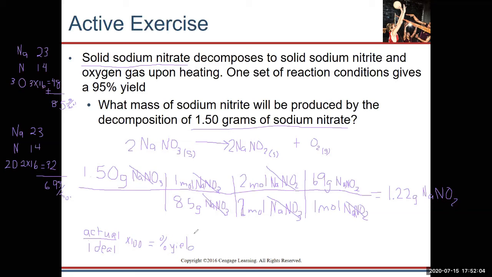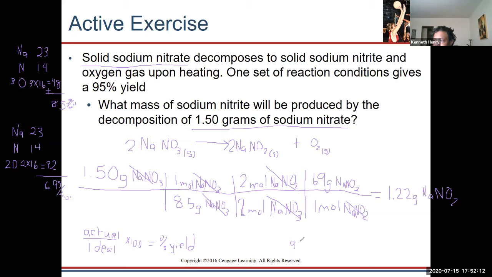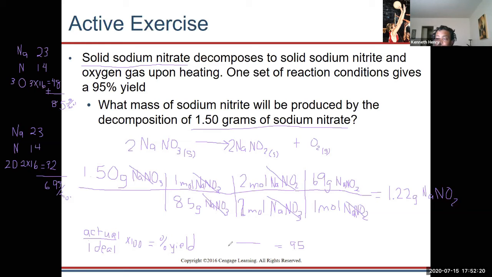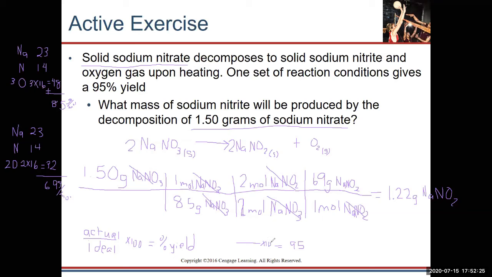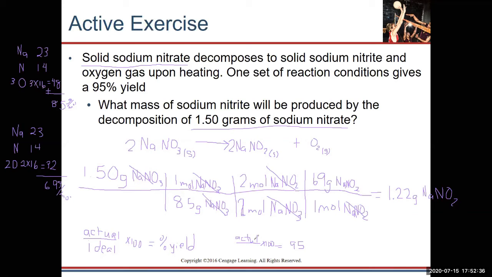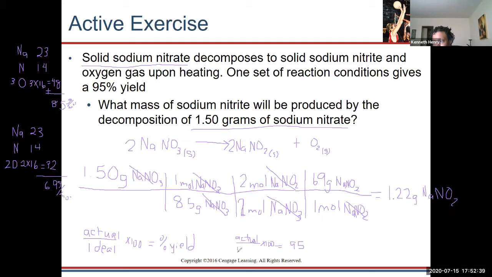So we have 95% divided by 1.2 and times 100. Good job. Is it divided by 1.2 or is it multiplied by 1.2? Multiply. No, hold on, just relax. Divided by 1.22.